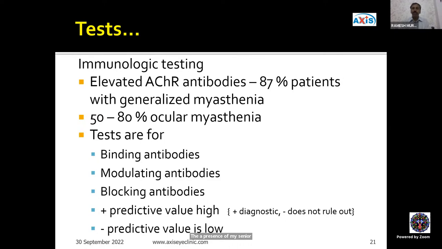So immunological testing can be for the presence of elevated acetylcholine receptor antibodies. And these are present in about 87% of patients with generalized myasthenia and about 50 to 80% of cases of ocular myasthenia. So the tests are for the binding antibodies, the modulating antibodies, and the blocking antibodies. The positive predictive value is high, which means a positive test is diagnostic. But having a negative test does not rule out myasthenia.